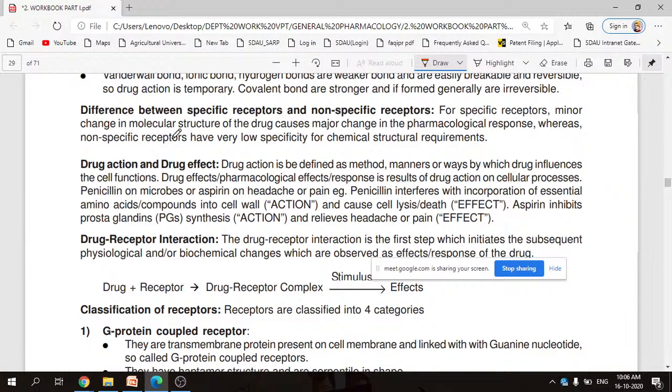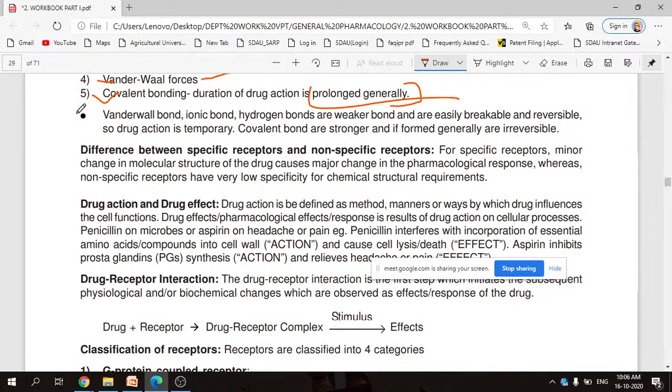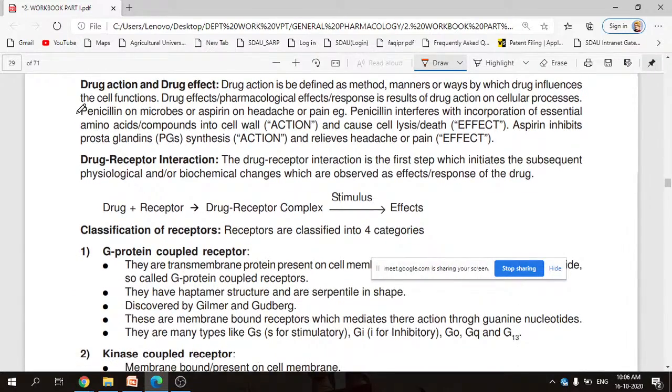Now, the difference between specific receptors and non-specific receptors. For a specific receptor, a minor change in the molecular structure of the drug causes a major change in the pharmacological response. Non-specific receptors have very low specificity for chemical structure requirement. So just keep that point.